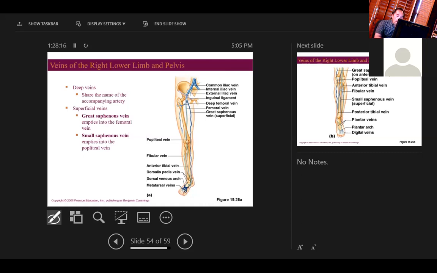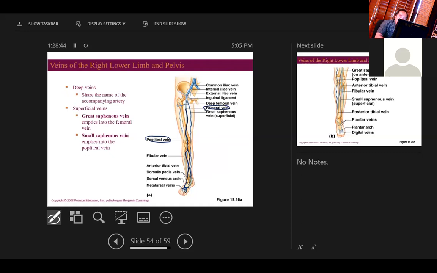And then from there, it's going to go to the anterior tibial, or what we call the posterior tibial. We also have that on your arteries. And then they meet here as one to the back of the knee. We're going to call it the popliteal vein. And then after that, it goes to the thigh. We're going to call it the femoral vein.